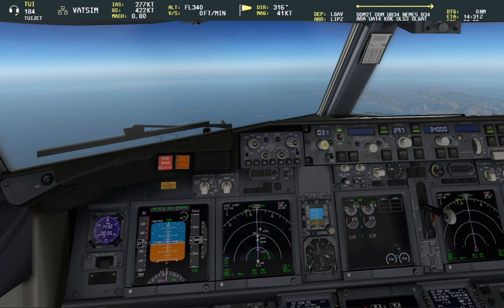Next way to Romeo Kilo, monitor Unicom 122.8. Have a good day and stay safe. Unicom 122.8, Shannon to Romeo Kilo, thank you very much. Have a good day, bye bye.